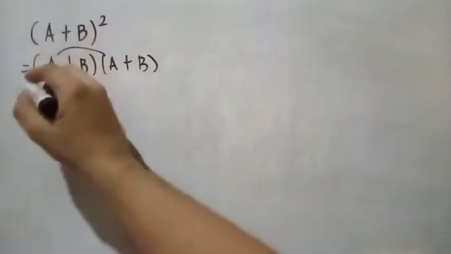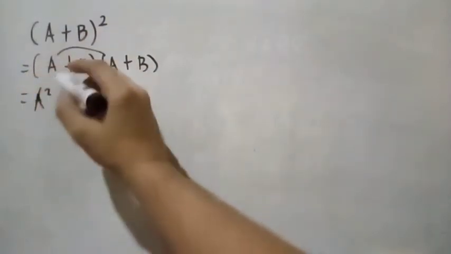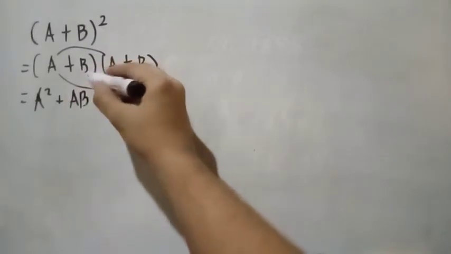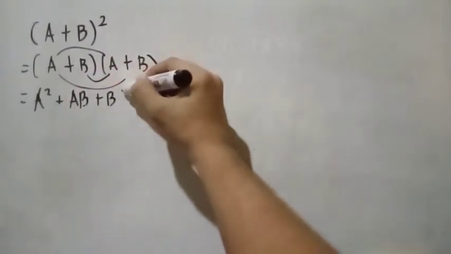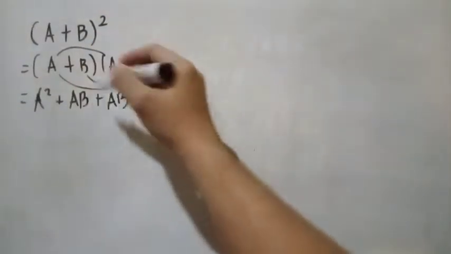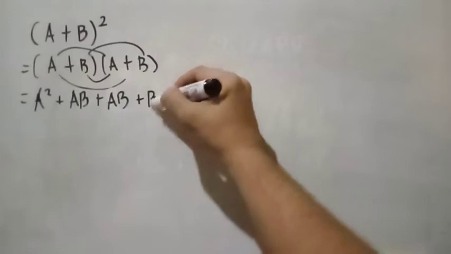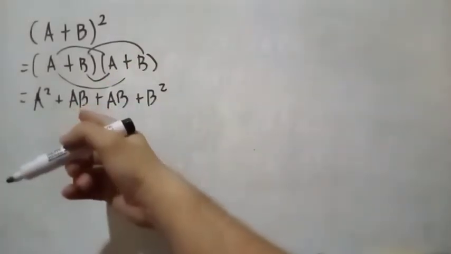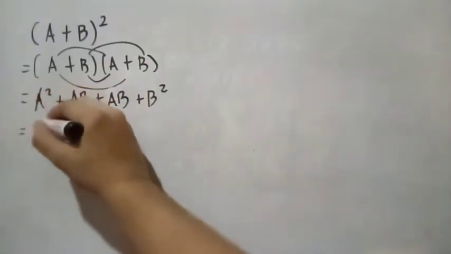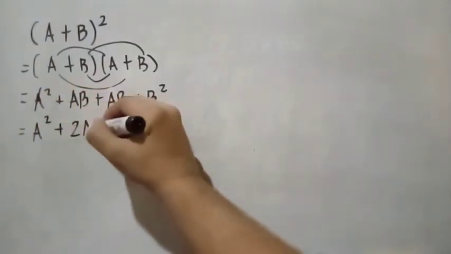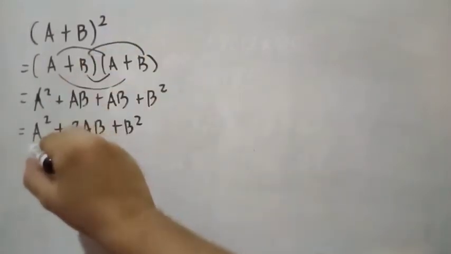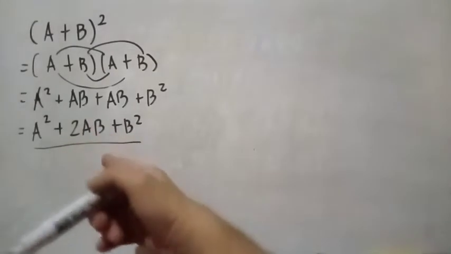So, we have a times a, that is a squared. Tapos a times b, that is ab. Tapos b times a, ba, or ab na lang, no? And then b times b, we have b squared. And then, pwede natin i-combine yung ab sa ab. So, ab plus ab, that is a squared plus 2ab plus b squared. So, ito yung pattern ng perfect square trinomial.